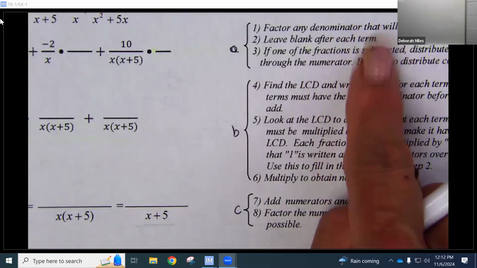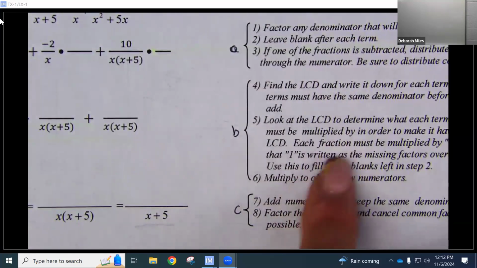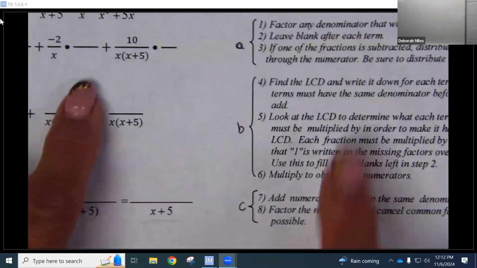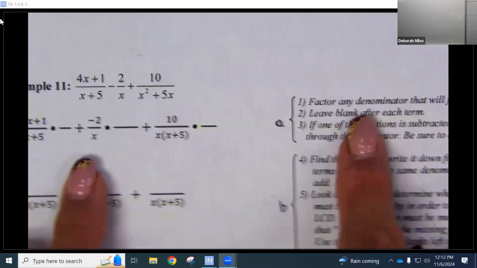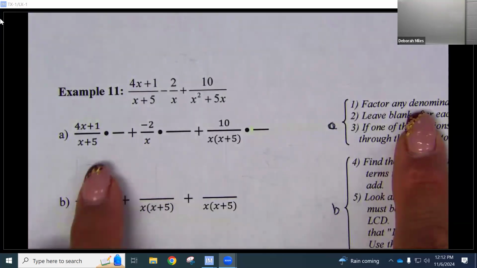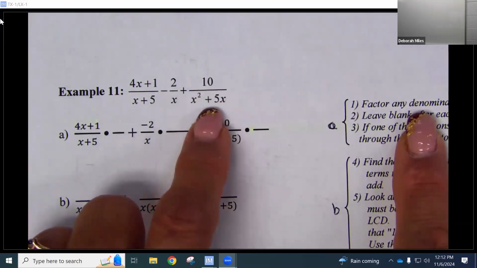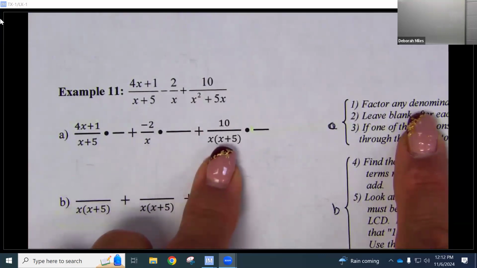A has 3 baby parts, B has 3 baby parts, C has 2 baby parts. So let's look at step A. It says factor any denominator that will factor. The only one that would factor is this last one. I could factor out an X.